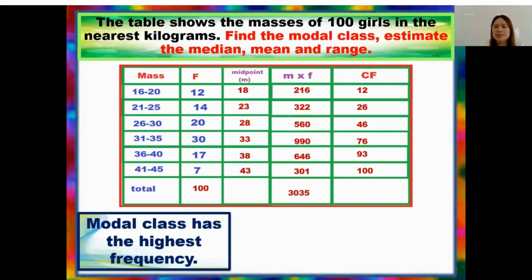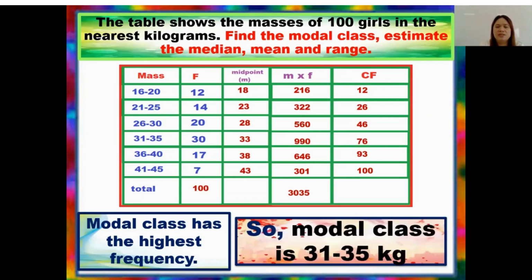What is the modal class? The modal class has the highest frequency, and the highest frequency that I can find here is 30. So the modal class is 31 to 35. Again, the highest frequency is 30. Then go back to the first column. So this will be your modal class, which is 31 to 35 kilograms.